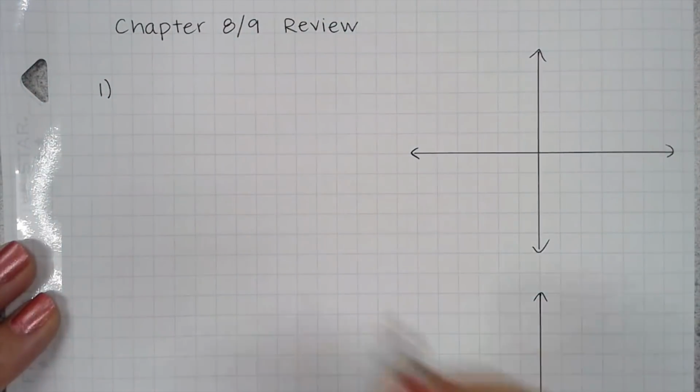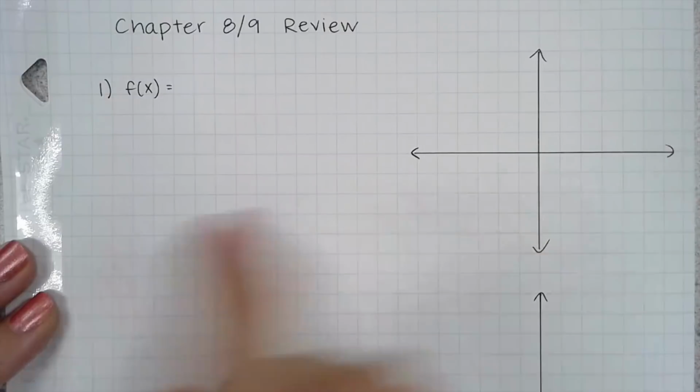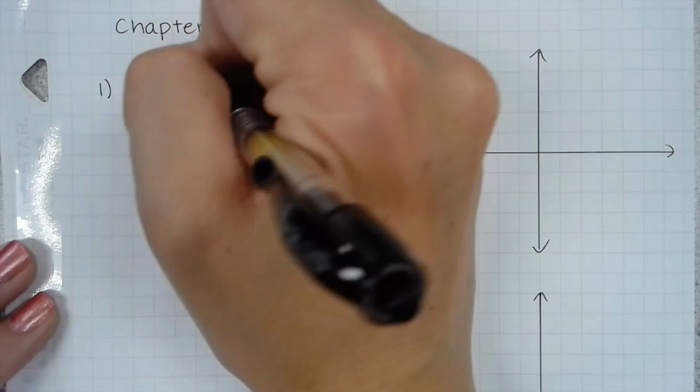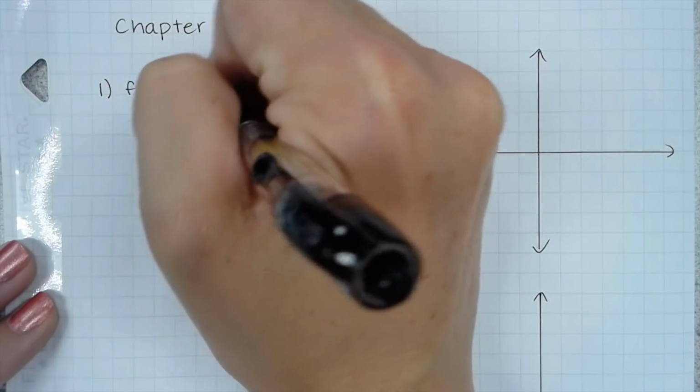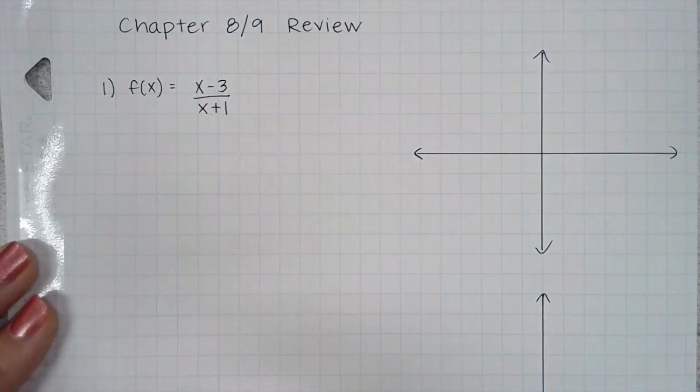As you're doing the work for them, make sure to refer back to your notes, especially for the notes on horizontal asymptotes, because that's the part that most people forget. So the first one says f of x is equal to x minus 3 over x plus 1. So this is the function that I'm going to be graphing.